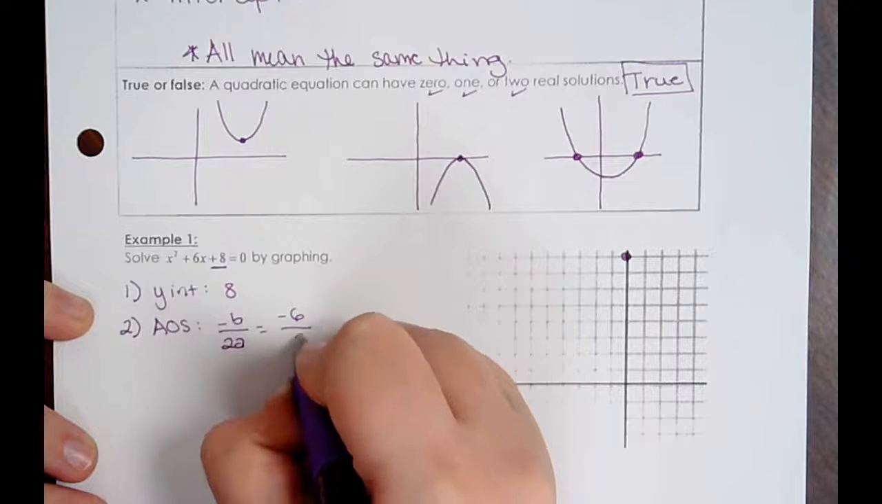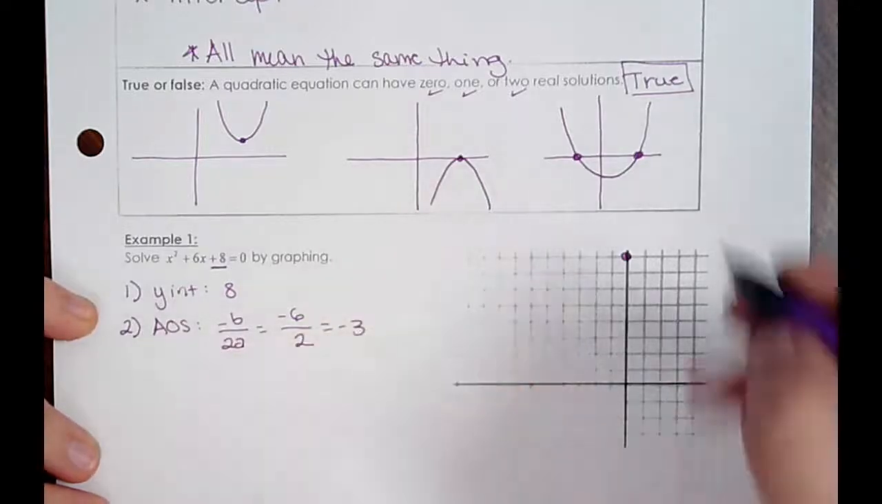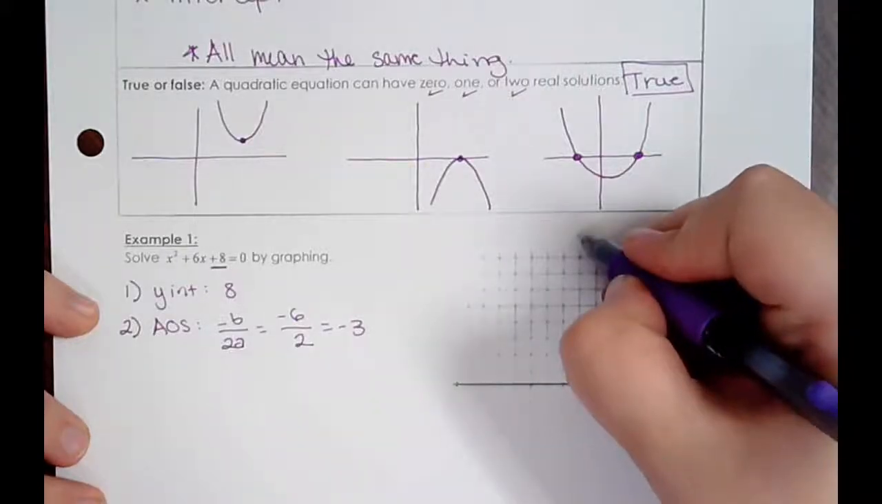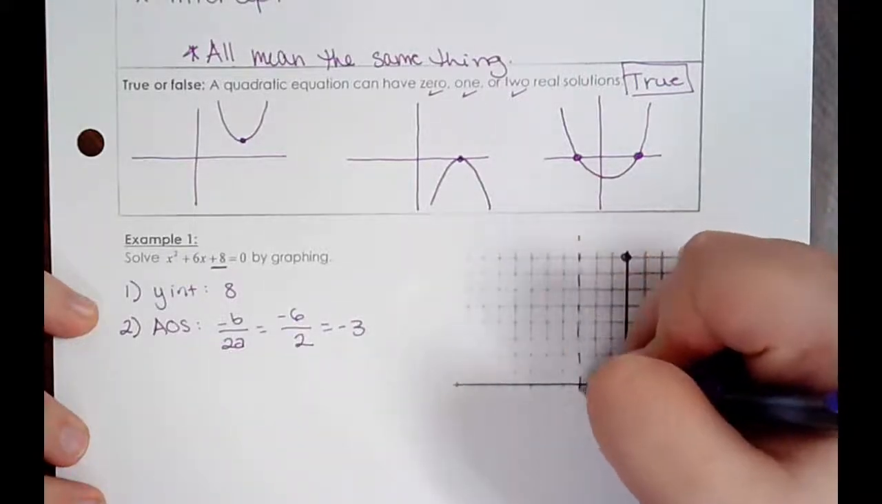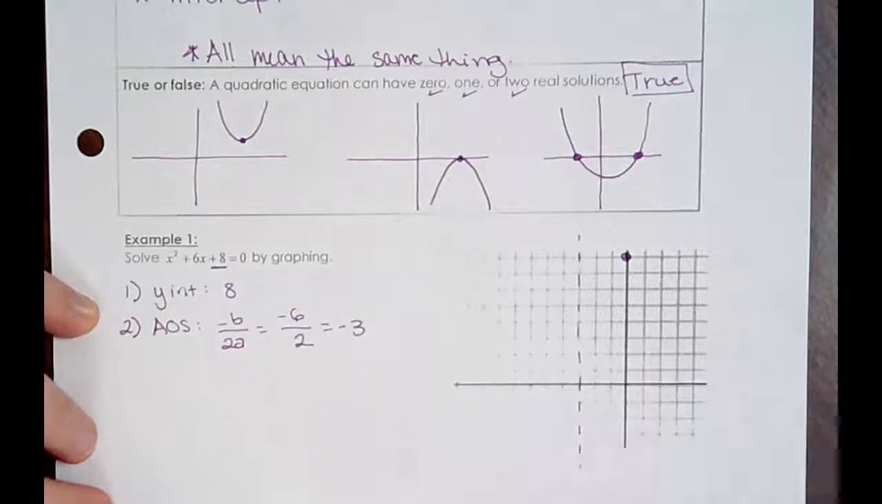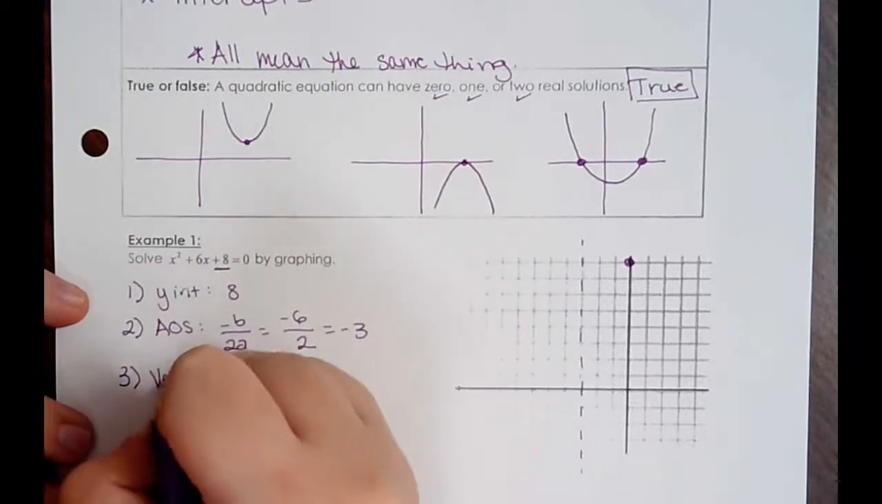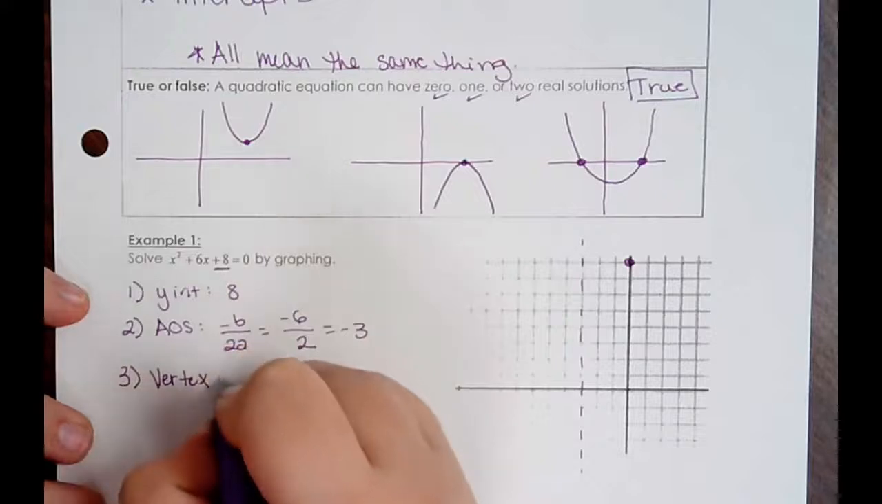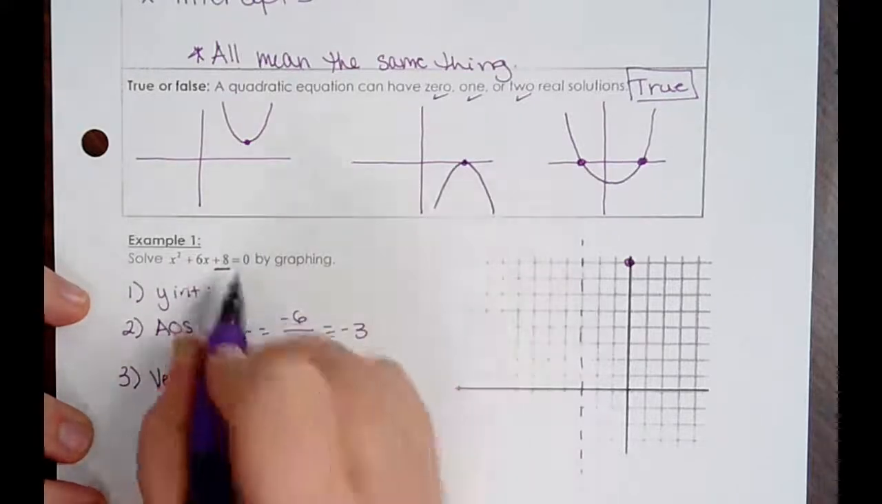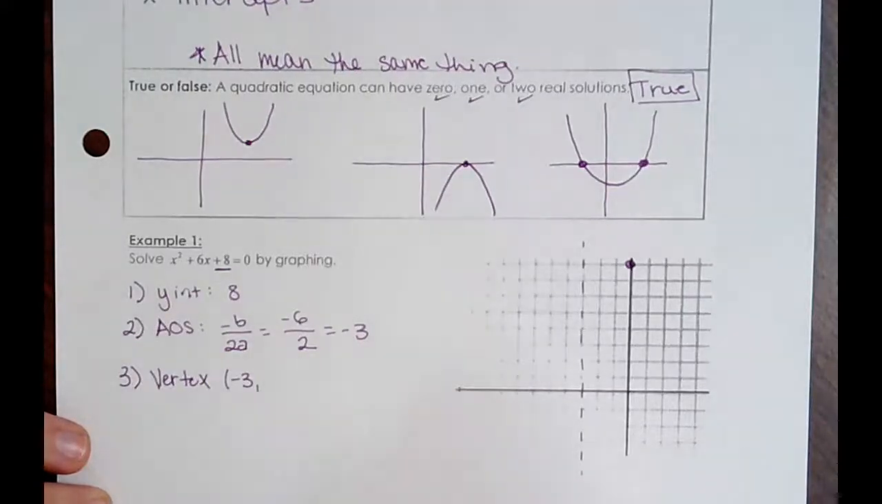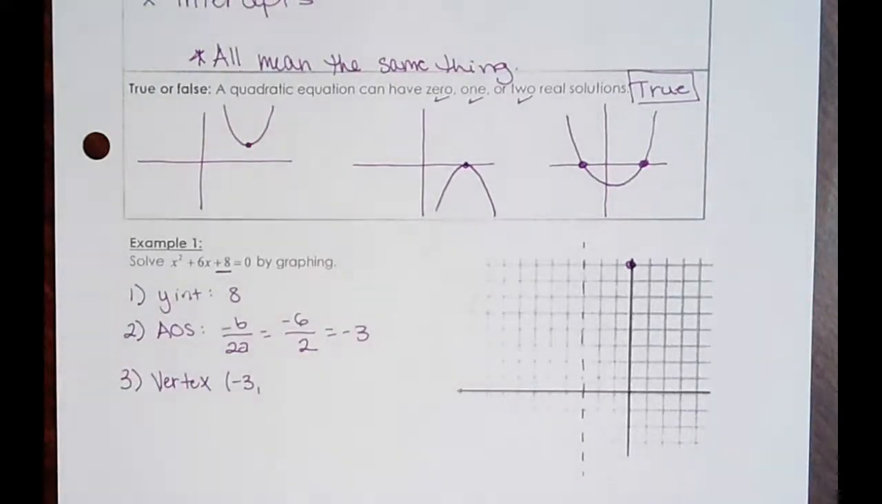I'm going to actually mark my axis of symmetry with some lines. Once I've found the axis of symmetry, I'm going to use the x found there, plug it in my equation, and find my y. When I do that, I get -1. Right, cool. My vertex is at 3, -1.